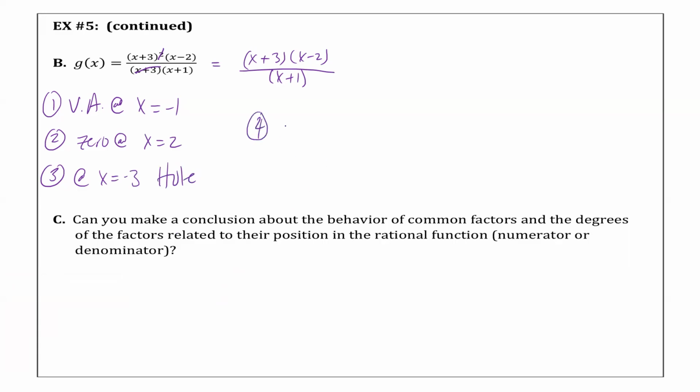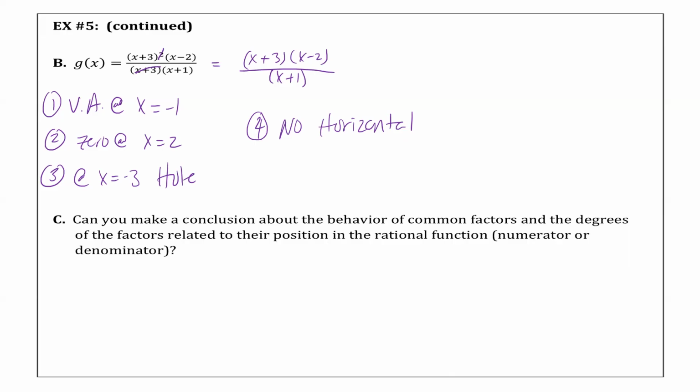There's no horizontal asymptote. There's an oblique one. The reason there's no horizontal asymptote is that the degree of the numerator is greater than the degree of the denominator.